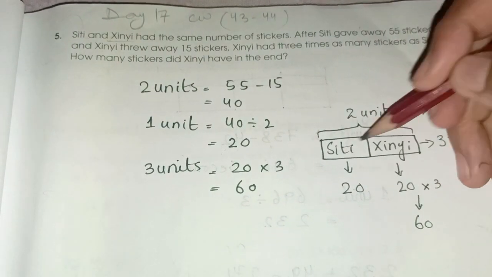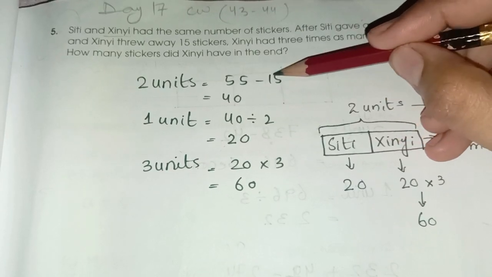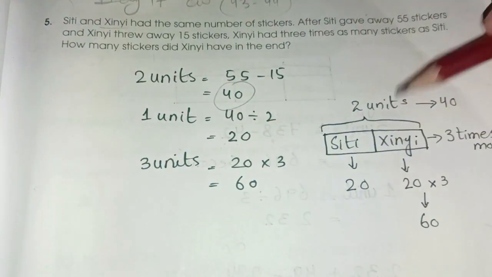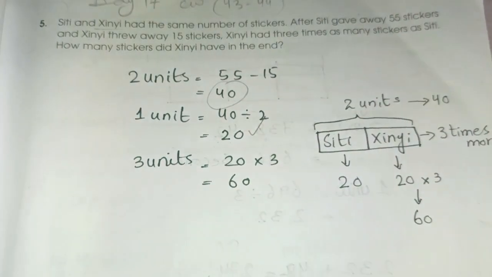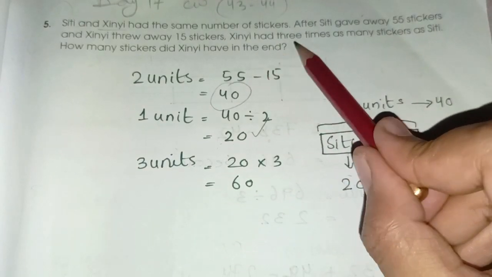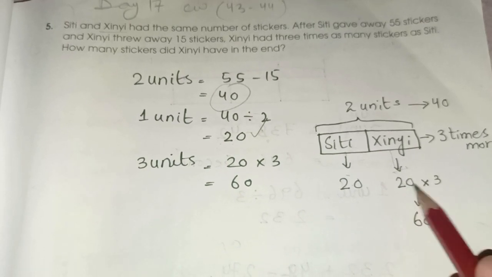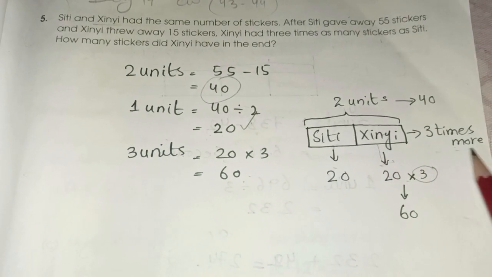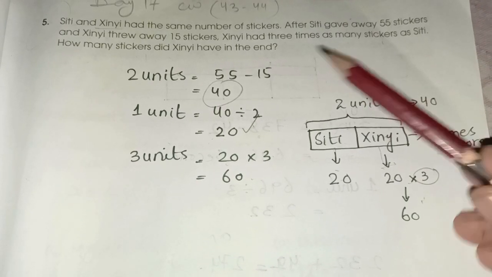So first they have same stickers. It means we have 2 units. So 55 minus 15. 55 minus 15 is 40. 40, and they have the same unit. So when we divide 40 with 2, we get the answer 20. It means Siti had 20, Zinni had 20. But according to the question, Zinni had 3 times as many stickers as Siti. So it means we have to multiply this 20 with 3. So 20 multiplied by 3 is 60. 3 times more, so we have 60 cards. It means that Zinni has 60 cards in the end.